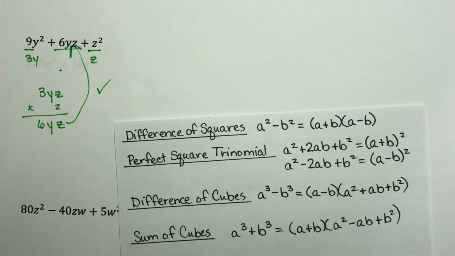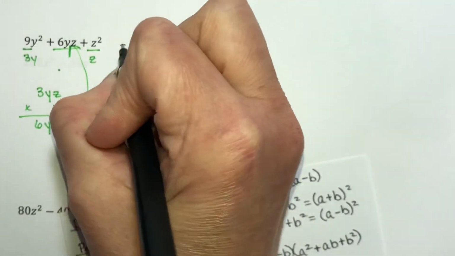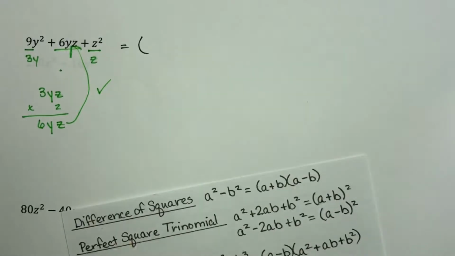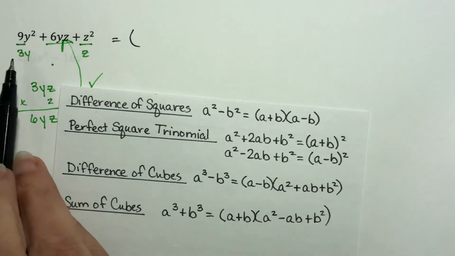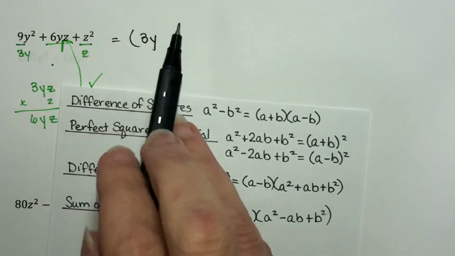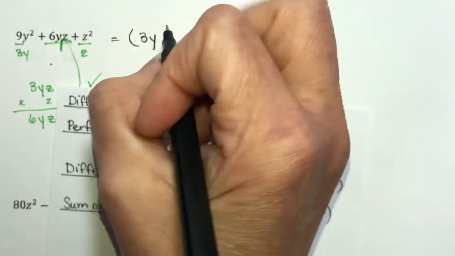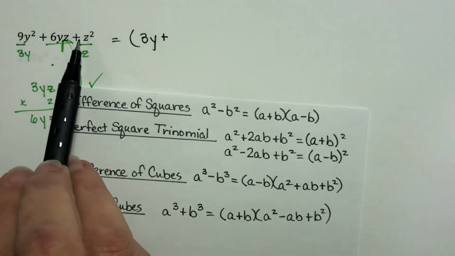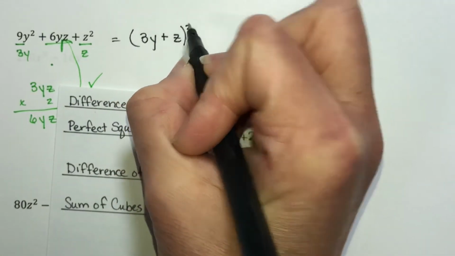So if these two things are the same, you get to factor it as, look right here, this is squared, here's the square root of it. So that's going to be a 3y. Your middle sign always matches this sign. So if this is a plus, this is a plus. And then the square root of this, which is z, and then squared on the outside.